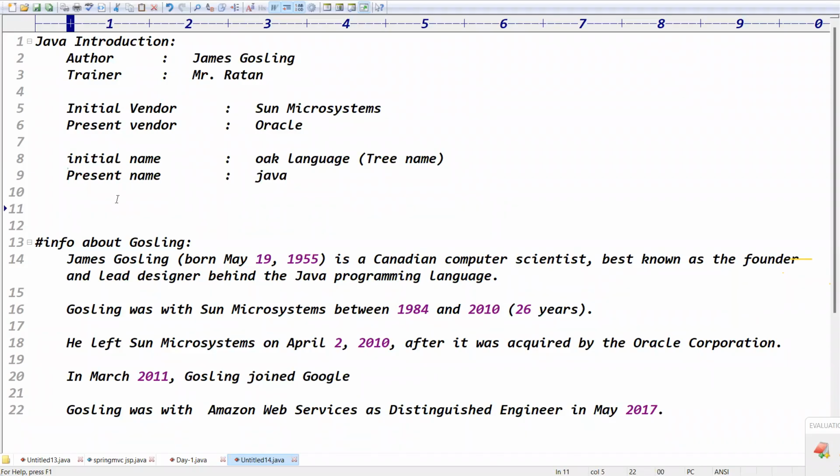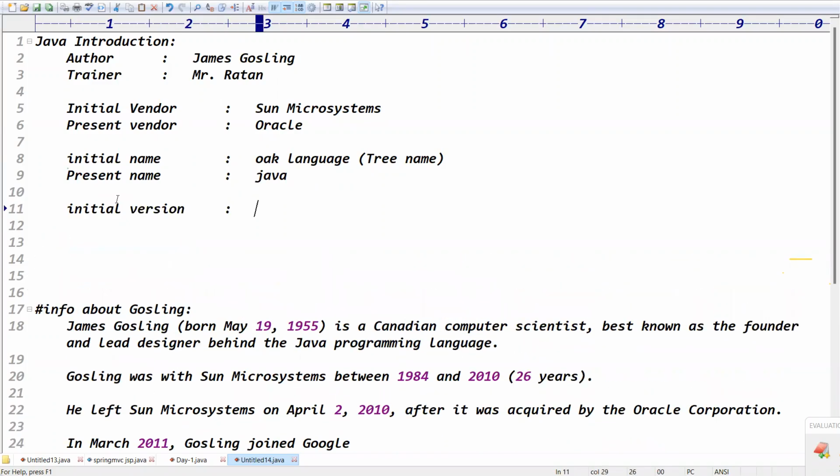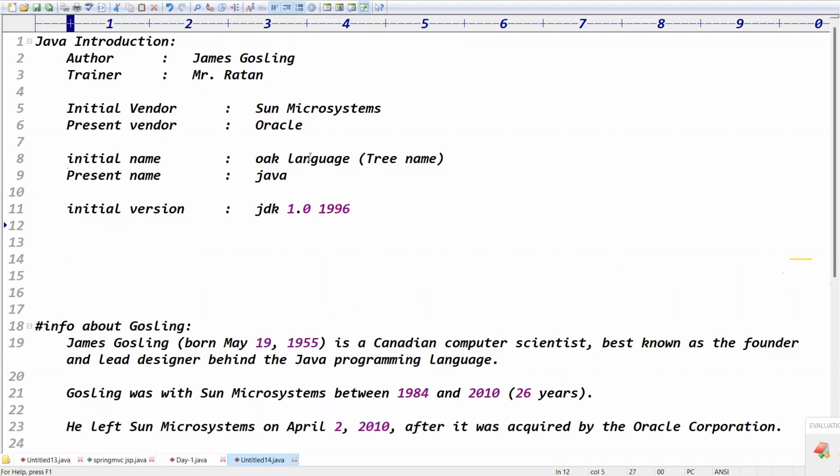Exactly. Sir, what is the initial version of Java? Guys, when was Java released in the market? Any idea about the initial version of Java? So JDK 1.0 was released in 1996, right? Exactly. Because what is the present version of Java, tell me?